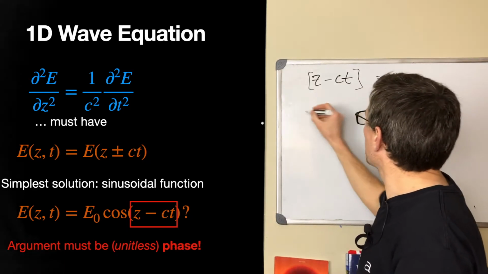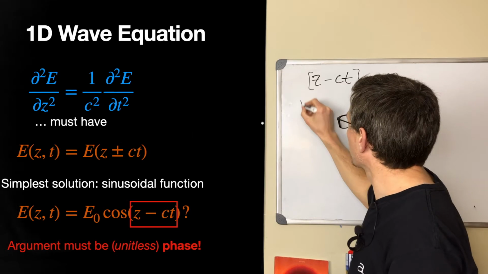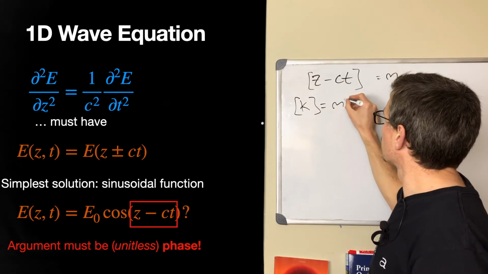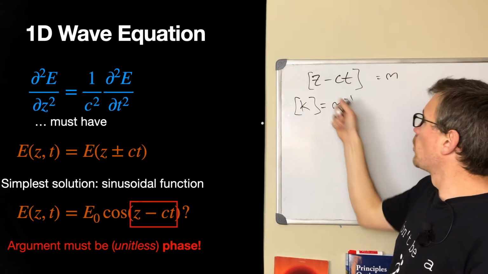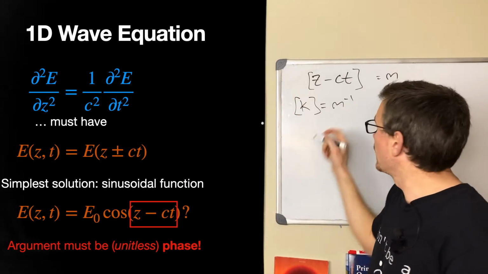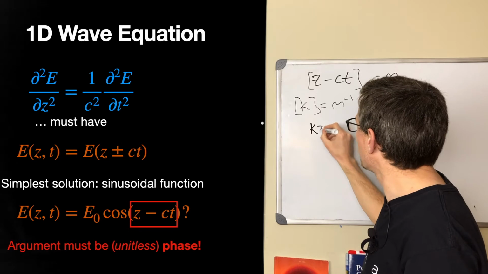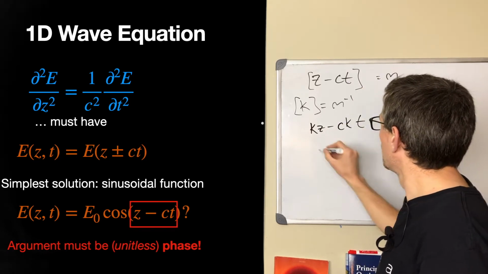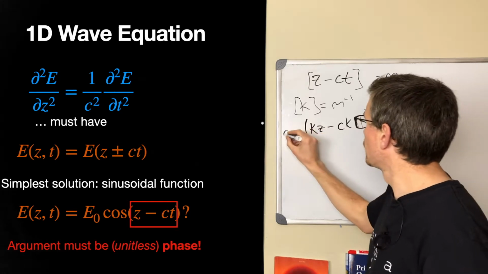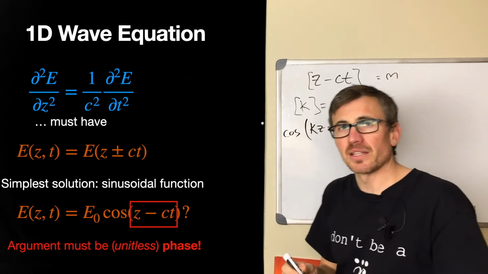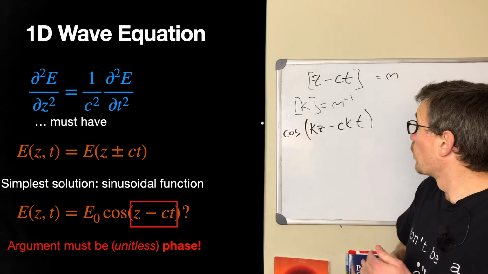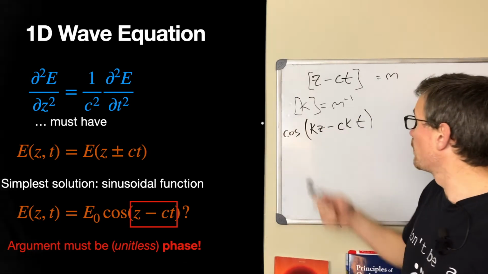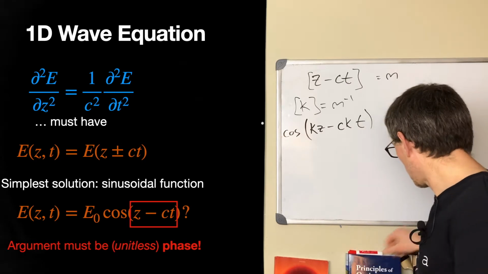So we'll multiply it by k, which has units of inverse meters. And when we multiply this whole thing by k, then it's a valid phase. So it will become kz minus ck times t, and that is going to be the input to our cosine. And now we have something that makes sense. We haven't interpreted what this k is. We just know that it has to be there in order to be a valid argument to the cosine here.